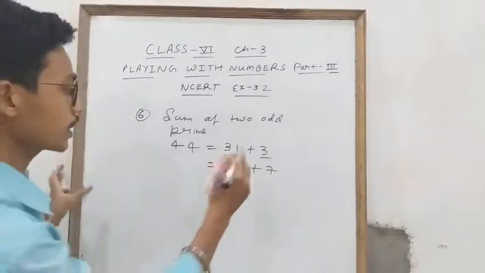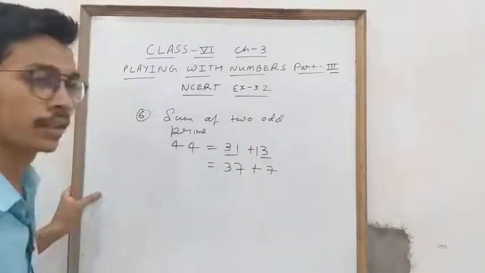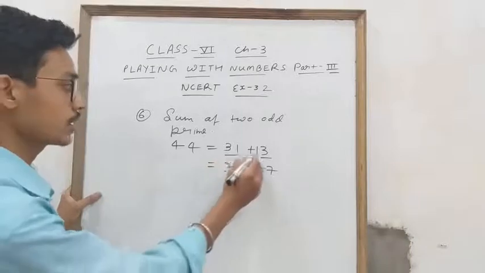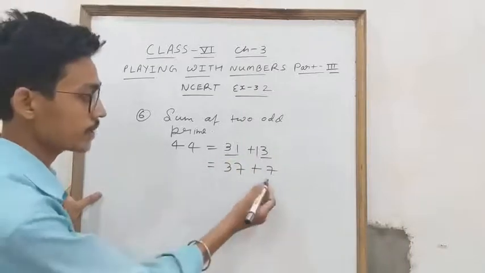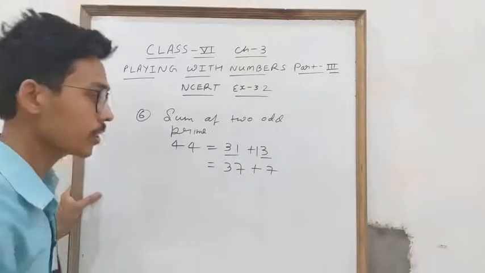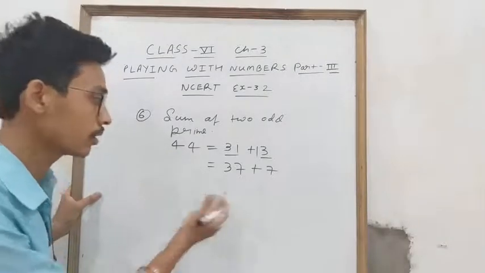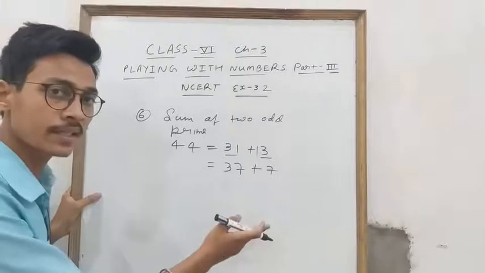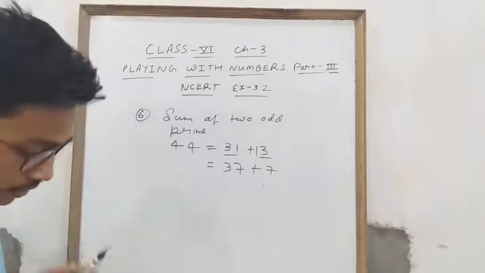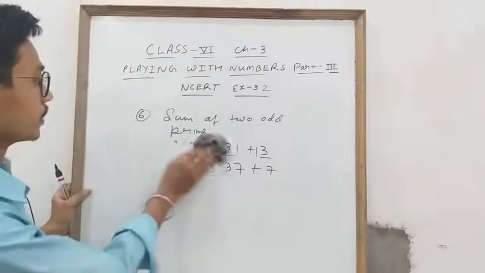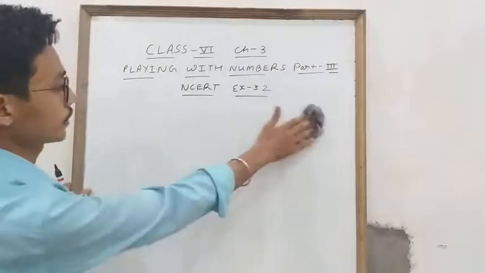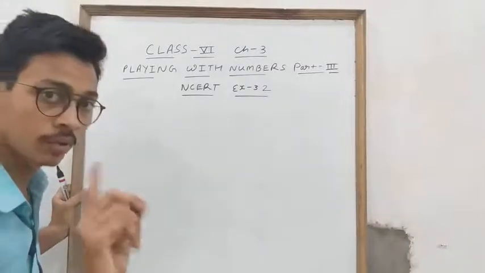Okay student, this is 31 and 13, it will be there. Or 37 plus 7. These are also examples of sum of two odd primes. So 44 you can write like that, or if any other possibility is there you can also write it down. So this is question number 6, student. The rest of question number 6 you will do yourself.